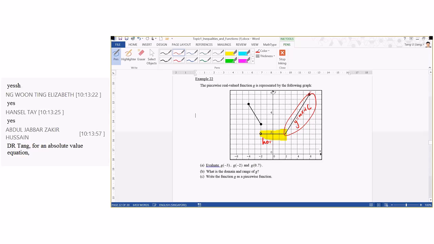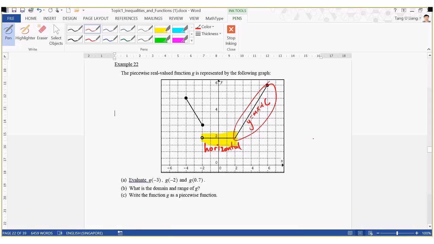So the question was asked, why do some graphs have a horizontal line attached to a linear line? Well, the answer is that it's the definition of this particular piecewise function. So basically the example 22, the piecewise function, it's called g(x), sorry. It's not f, it's called g(x).